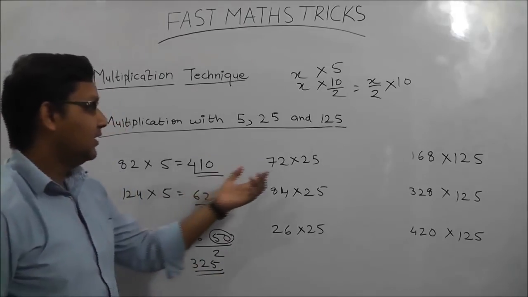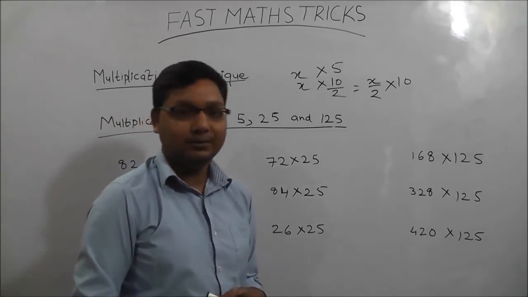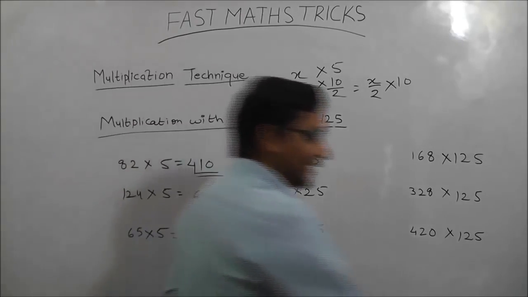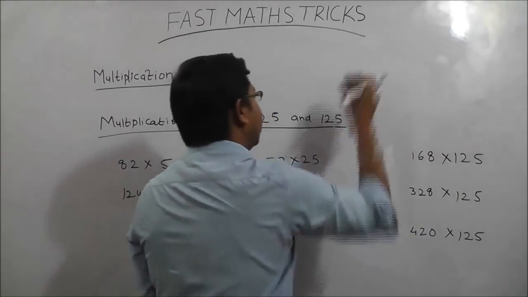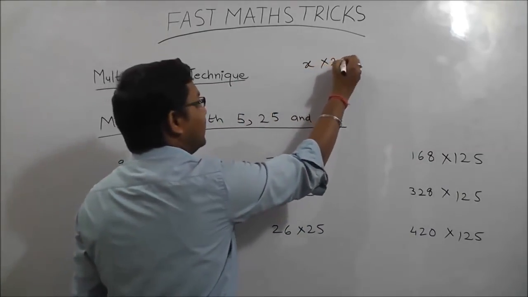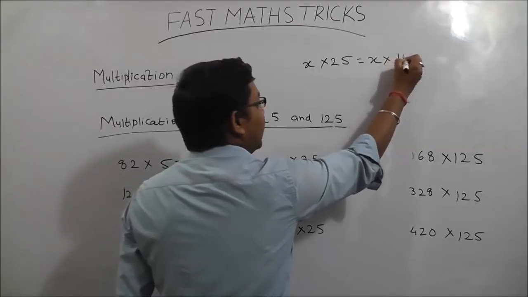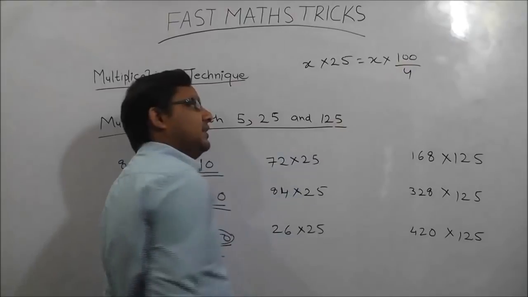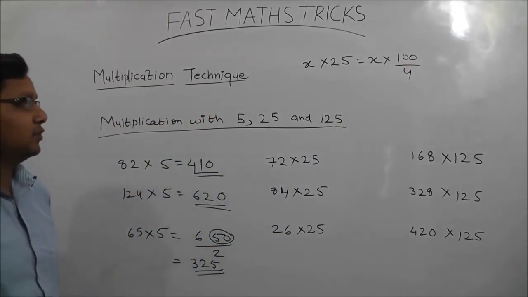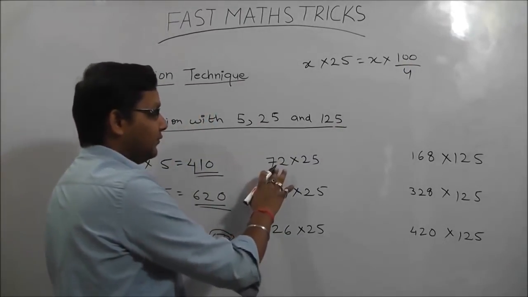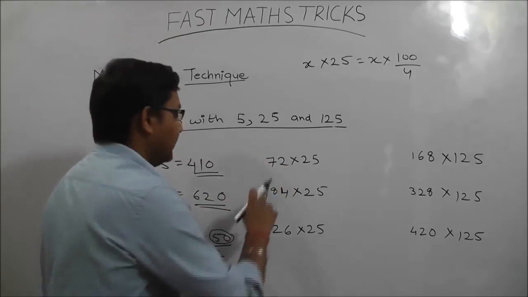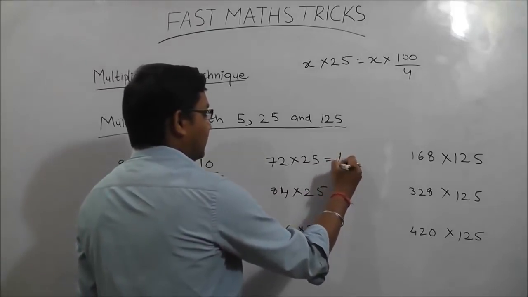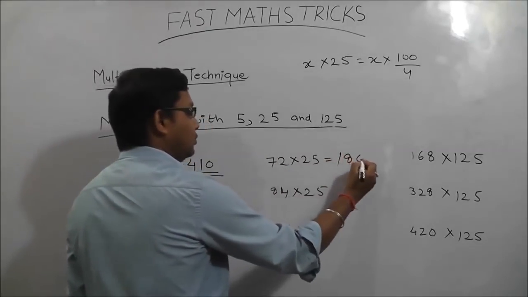Okay, so let's see how to multiply with 25. See, multiplying with 25 is like this. If you want to multiply any number with 25, it is the same as multiplying with 100 and dividing it by 4. So first multiply it by 100 and then divide it by 4. So let's divide it by 4 and then put 2 zeros. Okay, so let's divide 72 by 4. How much will you get? 18. And let's put now 2 zeros.